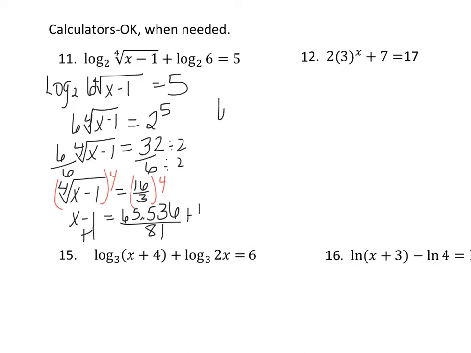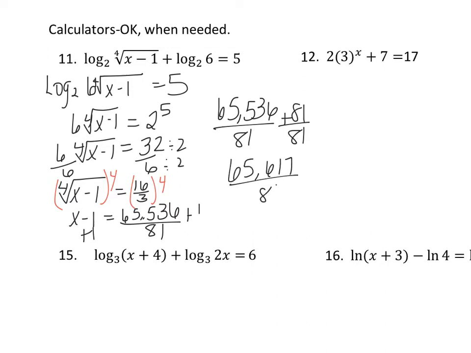So I get 65,536 over 81 plus 81 over 81. That's adding 1. And as an exact answer, 65,617 over 81. Or if I get a decimal approximation, approximately 810.09. So a little bit of calculator on that one. Number 12.